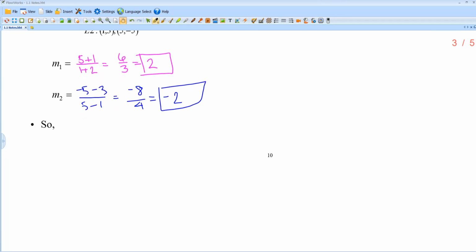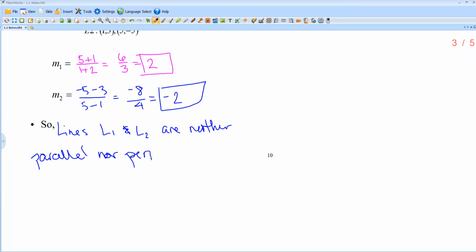As I said in a previous slide, 2 and -2 are opposite, but they're not reciprocals. For them to be reciprocals, you'd have to be flipping over the fraction. So something like 2 and -1/2. So lines L1 and L2 are neither parallel nor perpendicular.